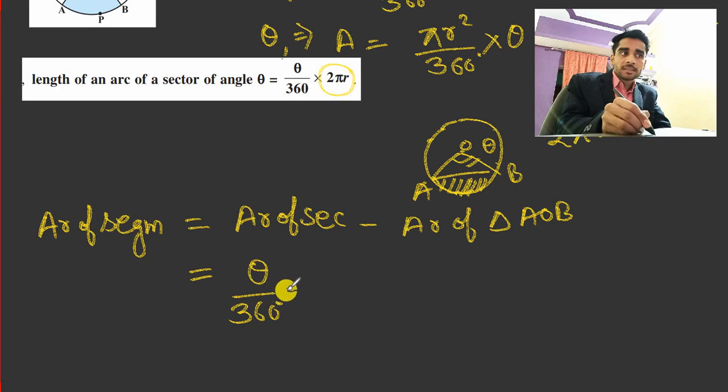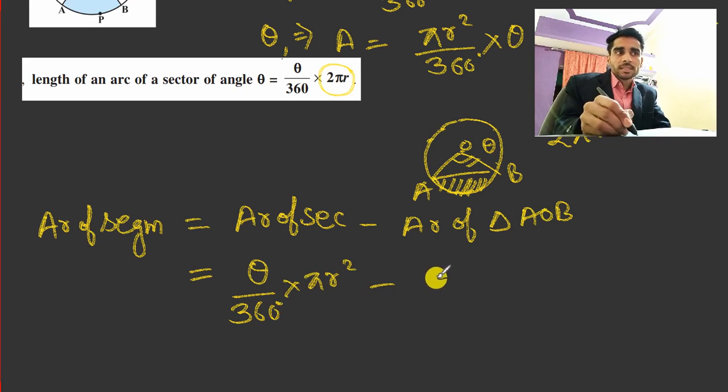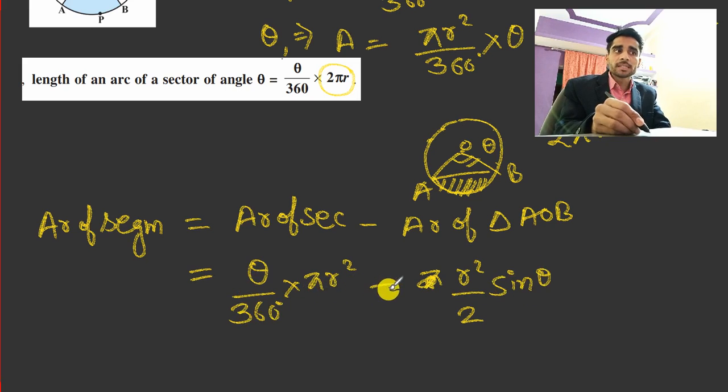theta by 360 degree into pi r square, and I am writing in short, minus r square sin theta by 2. It will be found with the help of the area of a triangle. We know that it is half of base into height, so using that formula we can find out this one. Okay, so this we will use for the area of the segment. Now let's take one question.